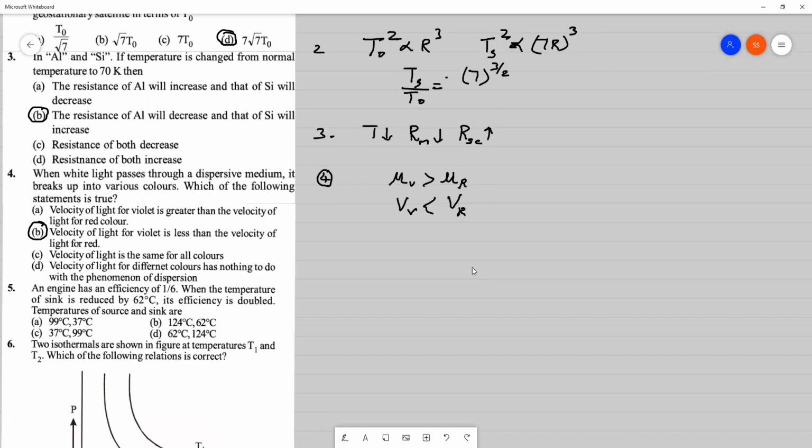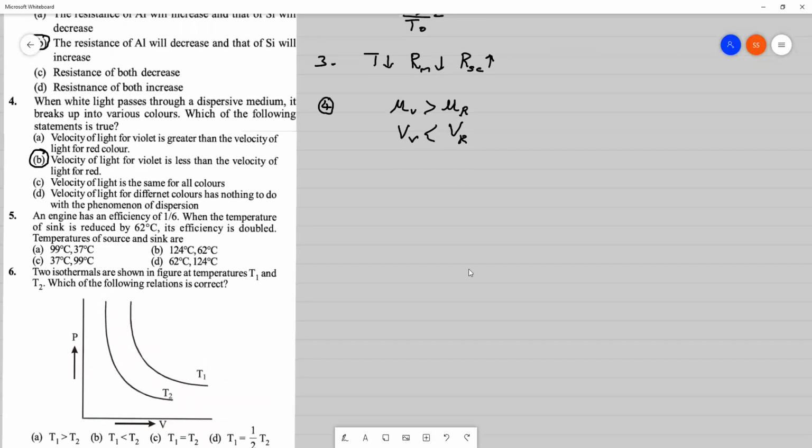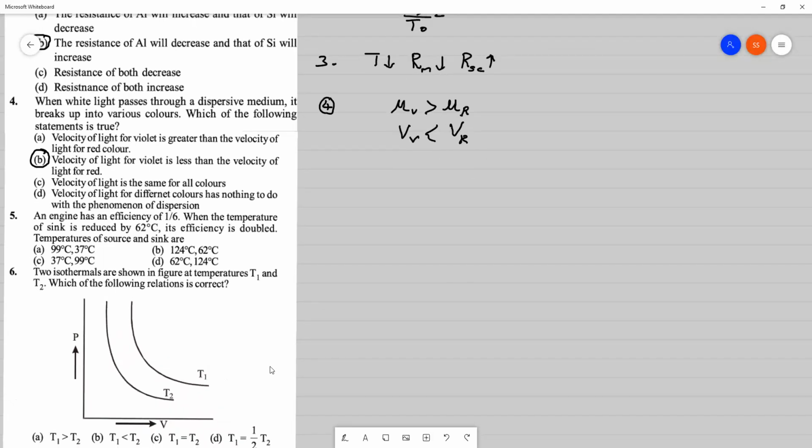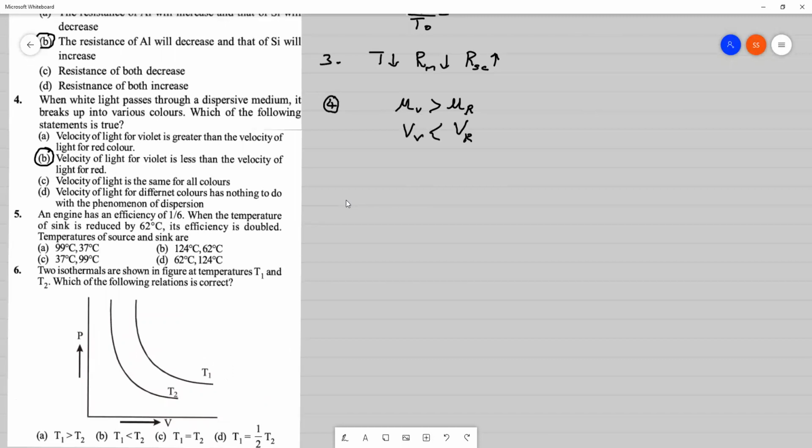Let's do the next question. The next question reads: the engine has an efficiency of 1/6. So eta is 1/6. We know that eta is equal to 1 minus T lower temperature, that is the sink temperature, by the source temperature.